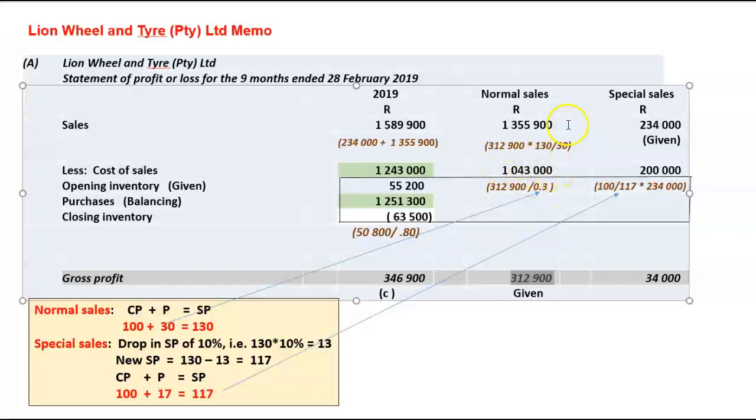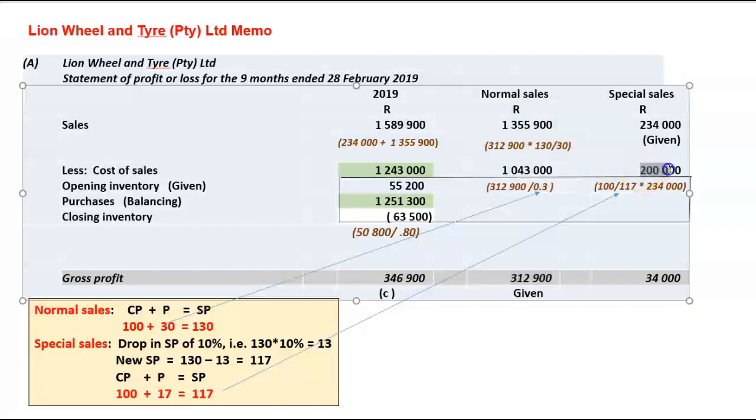If I want to work back to my sales figure, it's going to be my profit figure, 312,900, multiplied by 100 divided by 30, because I want the sales figure. So if I work that out, it gave me 1,355,900. Obviously there, I could have added the 312,900 to the 1,043,000 to give me the 1,355,900. Or alternatively, I could have worked it out to check myself whether I've worked it out correctly.